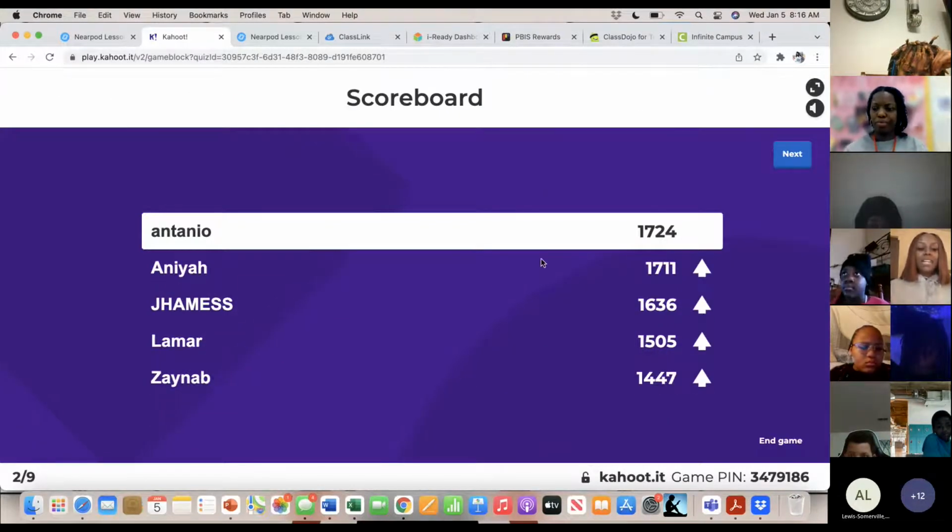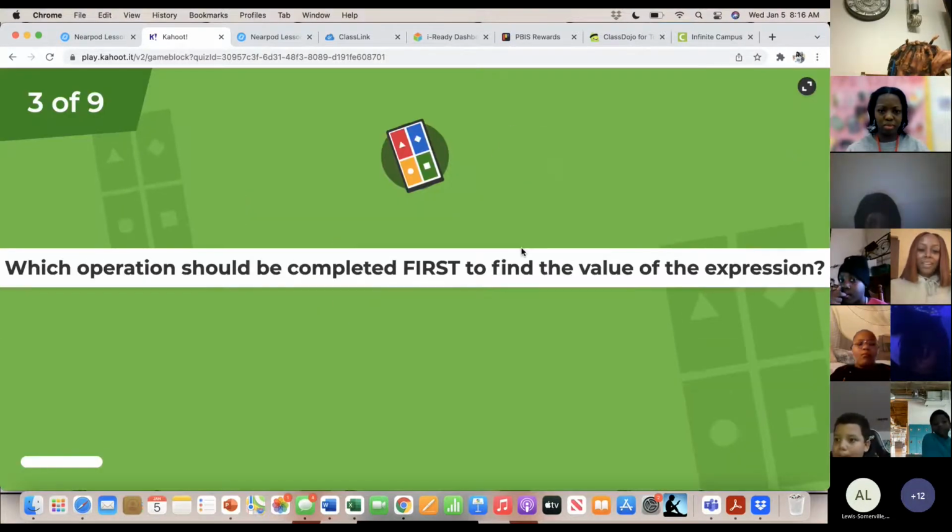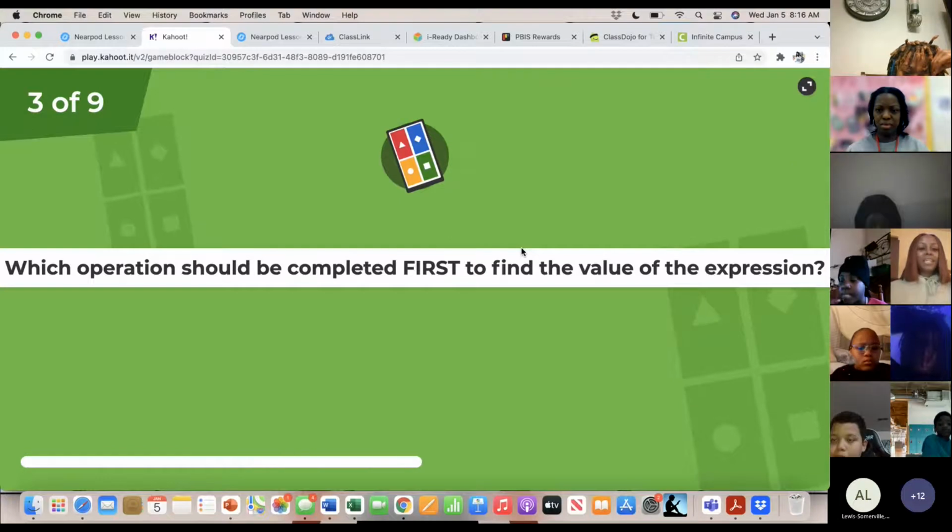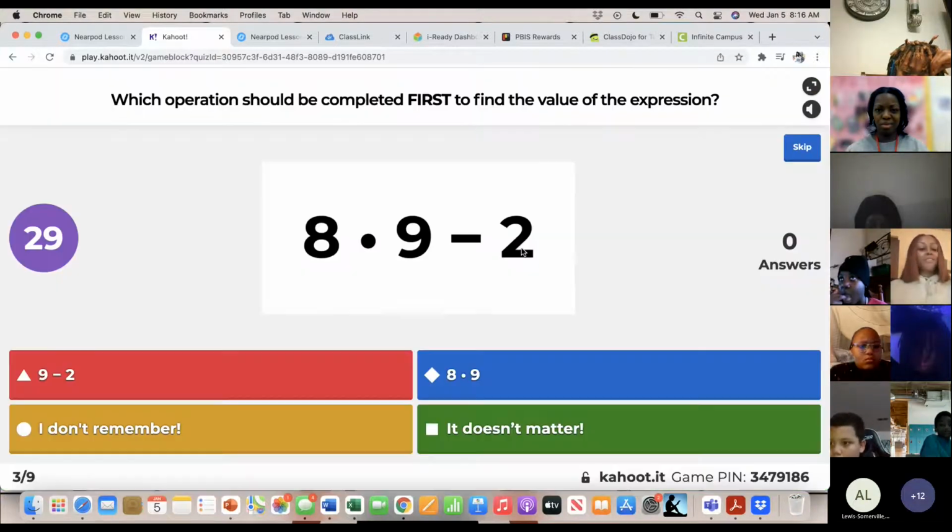All right, Anaya getting on up there. James. Oh, y'all didn't let James get on the podium. Okay. Antonio coming for that spot. He said his New Year's goals, he wanted to be a great student. He is off to a great start.